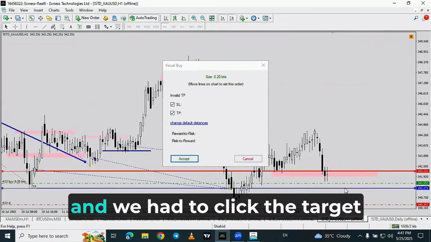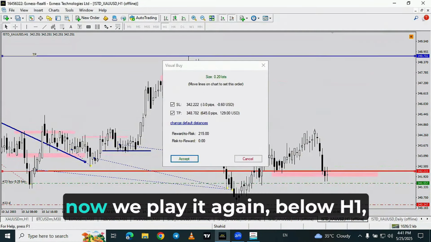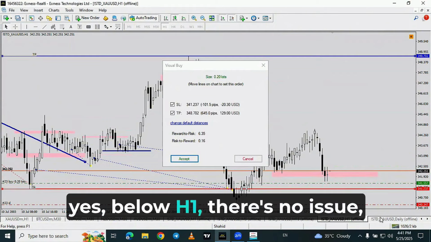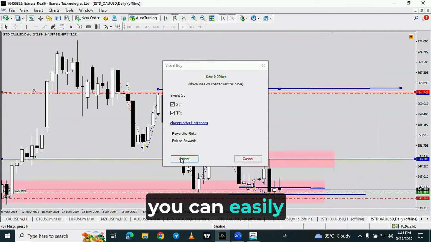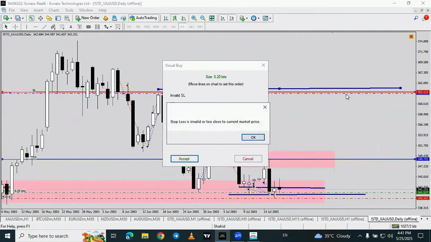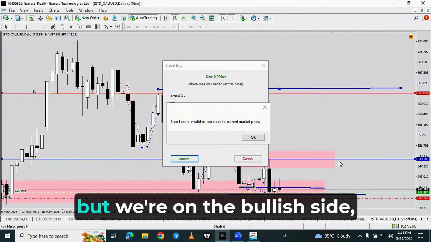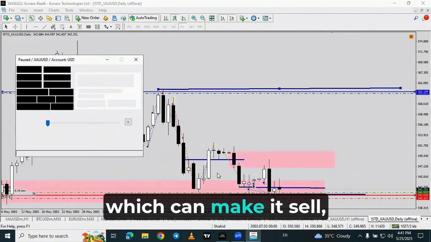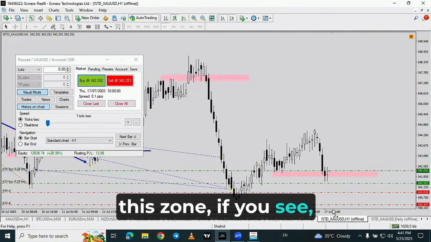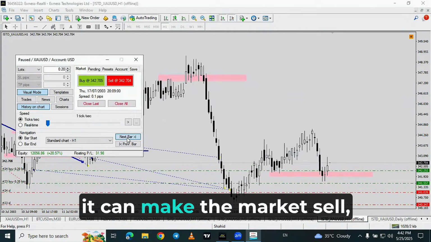We had to lower it and we had to click the target here. Okay, done. Now we play it again below H1. Yes, below H1. There's no issue. If it happens, no short. This first target, see here, you can easily. The market has taken it out, but we're on the bullish side. So we'll stay bullish, which can make it sell. This zone, if you see, if the structure shifts, it can make the market sell.